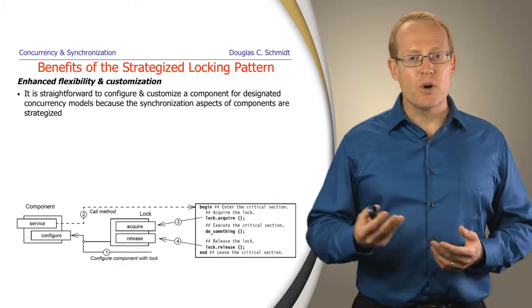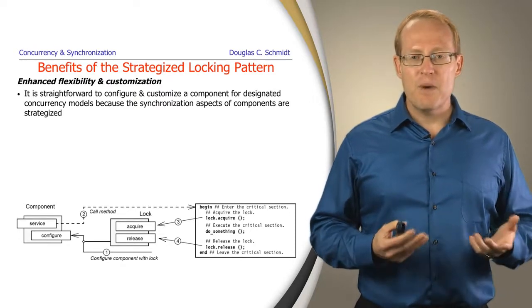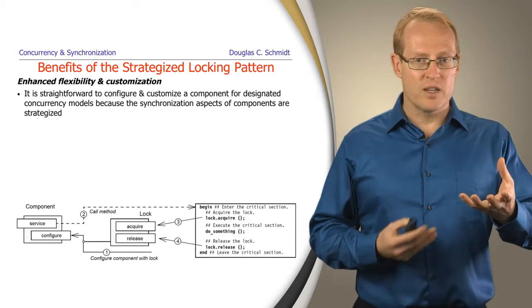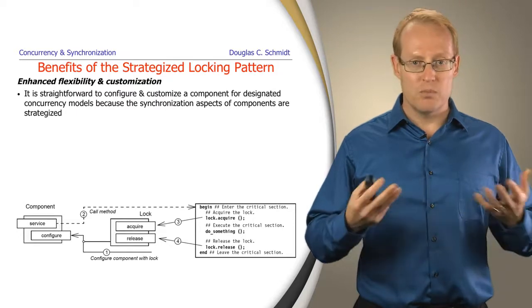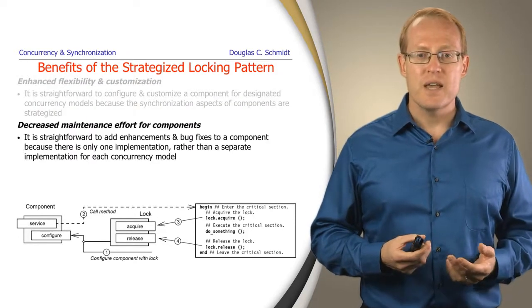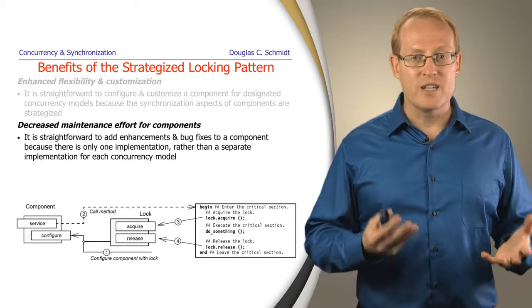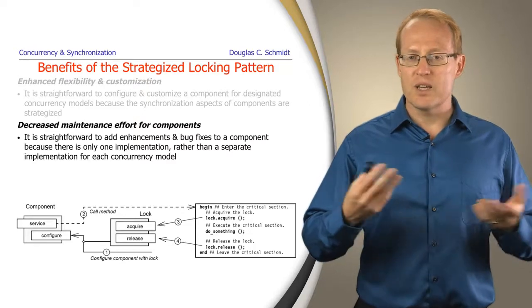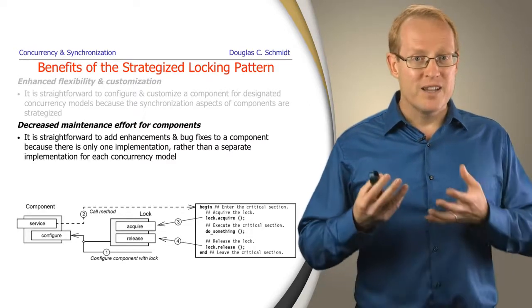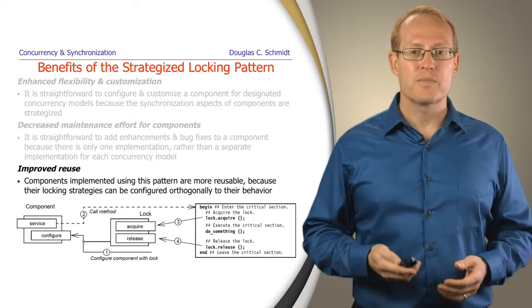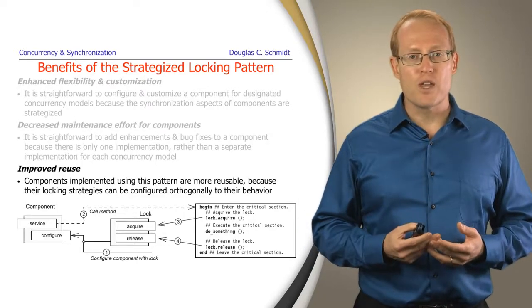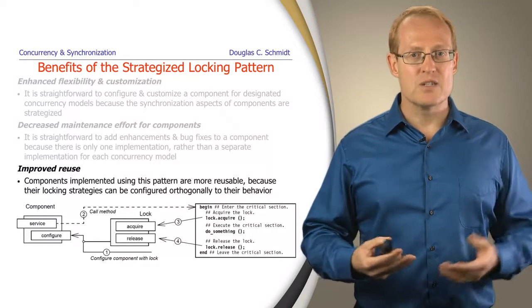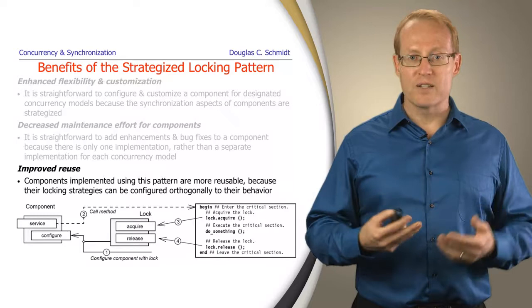So let's talk about some of the pros and cons of strategized locking. The benefit is it enhances flexibility and customization. You can change the different locking mechanisms very flexibly without having to modify the behavior of your class. That means you have less work to maintain different variants because they all exist in one place and you just strategize locking. You can think of this as a glorified example of the strategy pattern applied to the context of synchronization. It also, to some extent, can improve reuse because now you can have these reusable components that can be strategized for different use cases in different contexts. And it's a very simple thing to do.